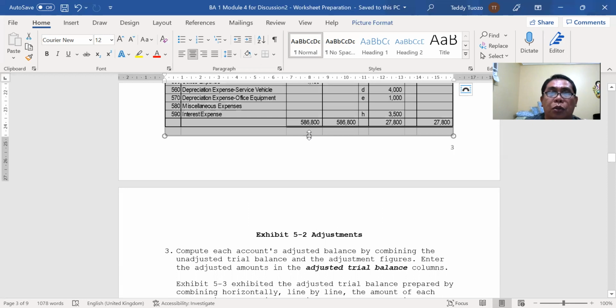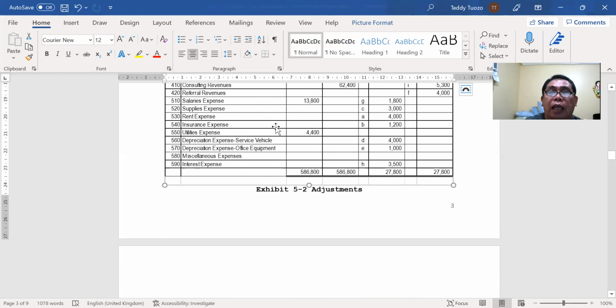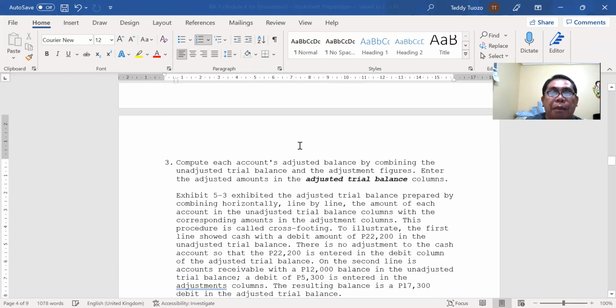Exhibit number 5-2 kuno is the adjustments. Aton natag take up, naton I discussed it with you. Next step is compute each account adjusted balance by combining the trial balance and the adjustment figures, no? Enter the adjusted amount in the adjusted trial balance column. If the normal balance of the account in the trial balance is a debit, if the adjustment is a credit, then you have to deduct.